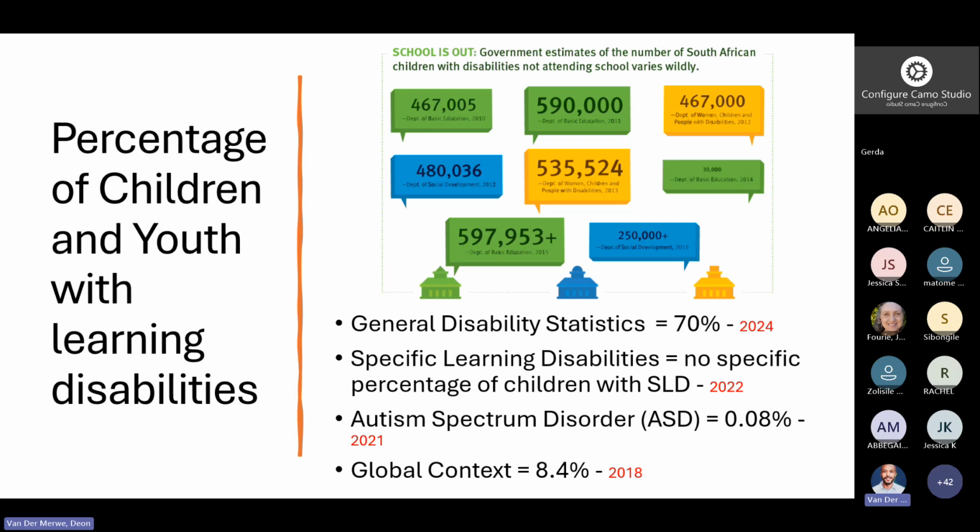And so when we think about the context of South Africa and how many children have learning disabilities, we find that in South Africa, statistics show up to 70% of children with disabilities aren't in school, which is a huge barrier to education. Now, the statistics include all disabilities, not just learning disabilities.